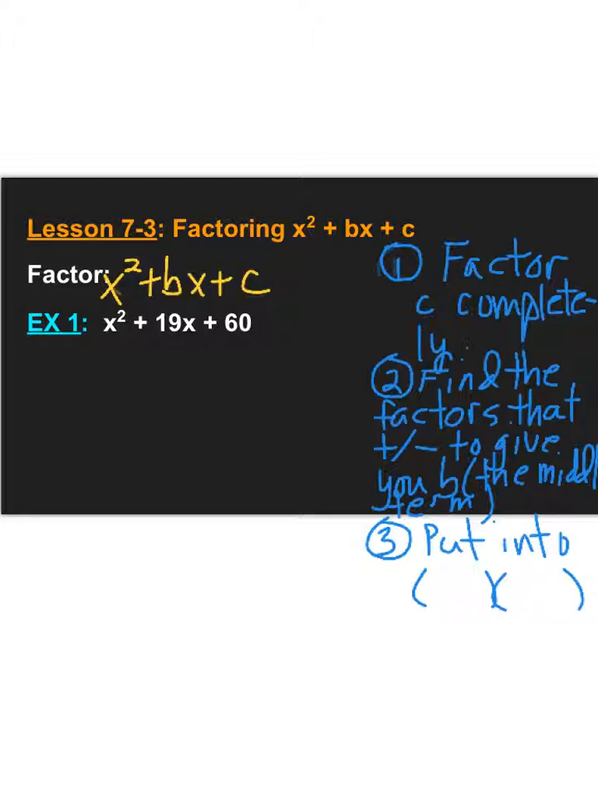But I'm going to actually have you write out a table. So you're going to create a table. Here's your table. And in this table, C is going to go here, and B is going to go here. And we also are going to be adding here and subtracting here. And so for our purposes today, our C is a positive 60, and our B is a positive 19.